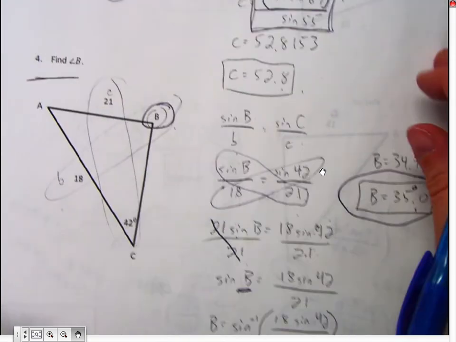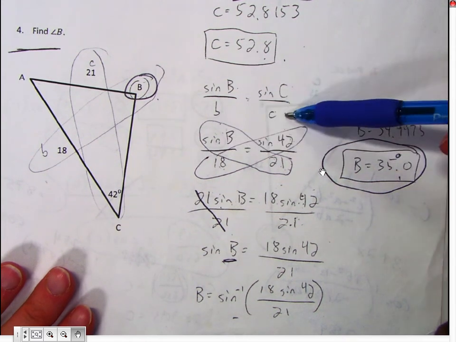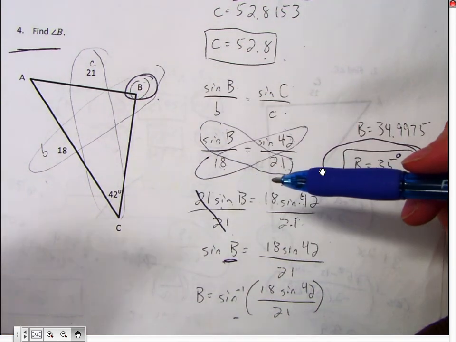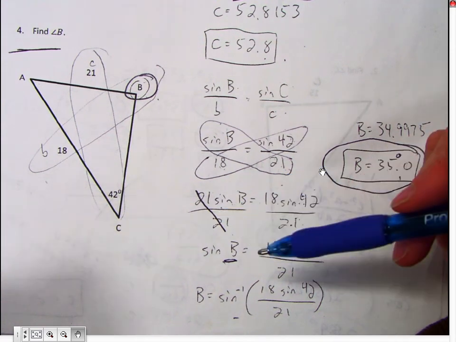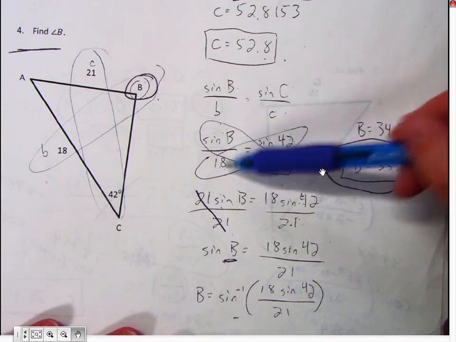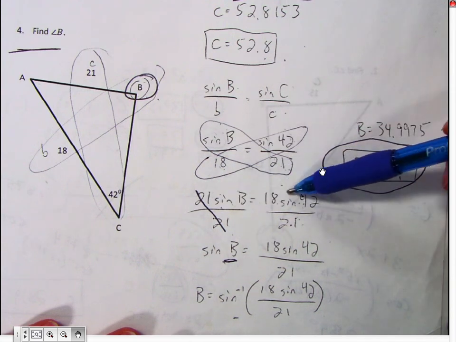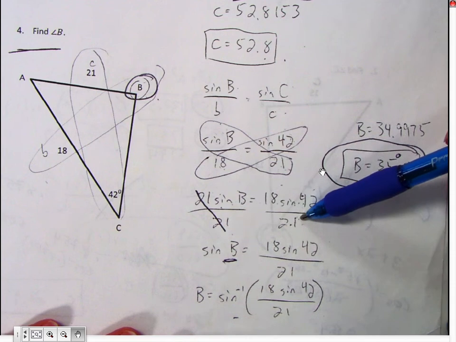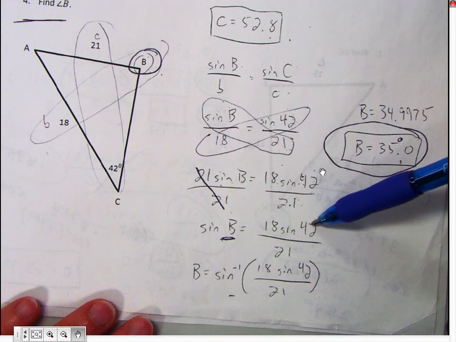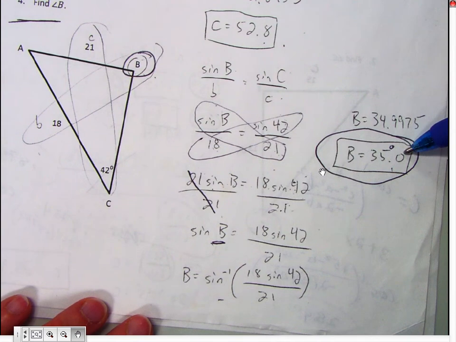Number 4, we're looking for angle B. So I've got sine of B over little b equals sine of C over little c, because I have C and little c. If I didn't have something, but I had the 2 other angles, how would I find the other angle for a triangle? You'd subtract from 180. Okay. So sine of b over 18 equals sine of 42 over 21. Cross multiply, 21 sine b equals 18 sine 42. Divide by 21, and I get sine b equals 18 sine 42 over 21, and I take the inverse sine, giving me 35 degrees, because I round to the nearest degree.